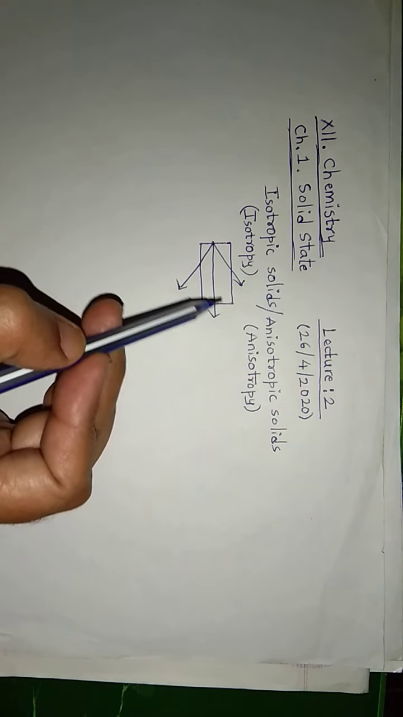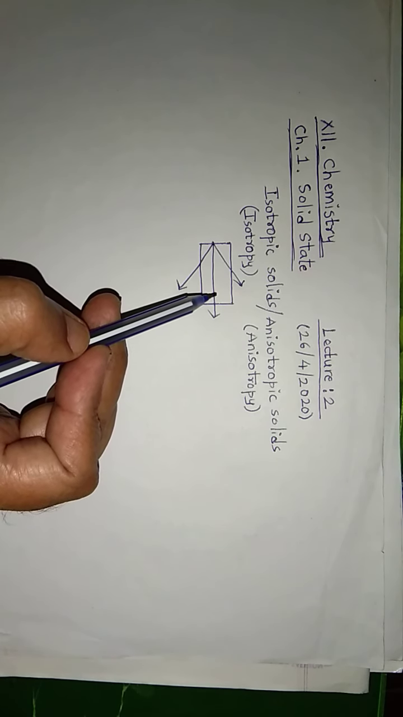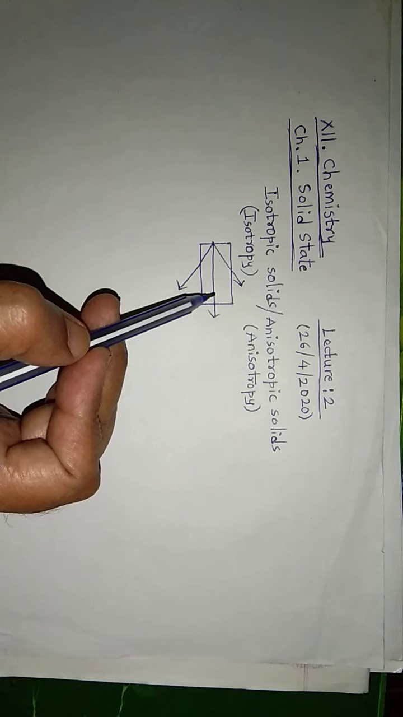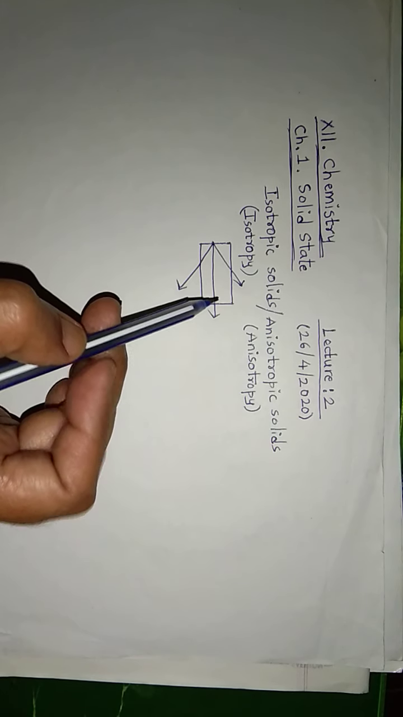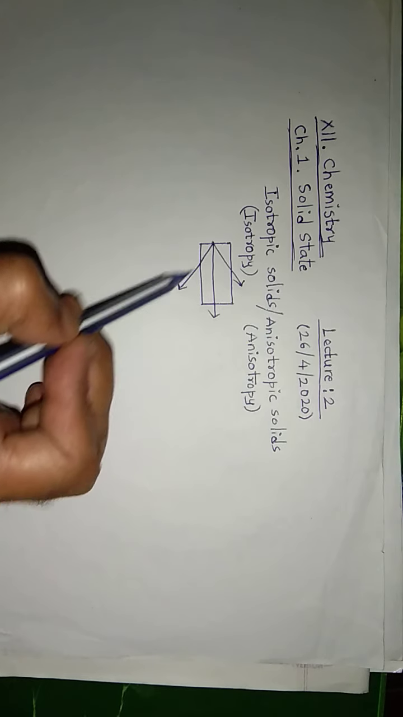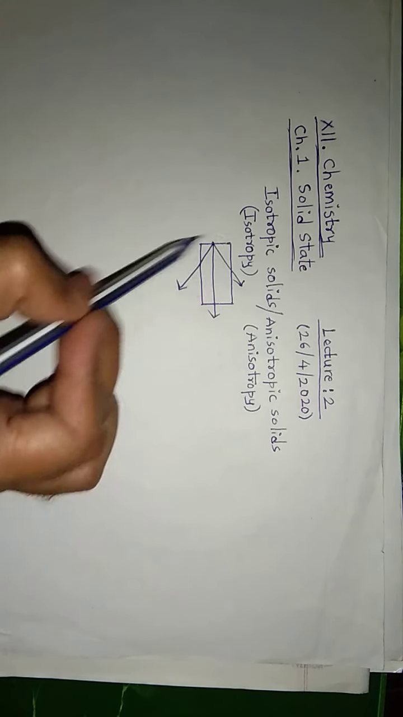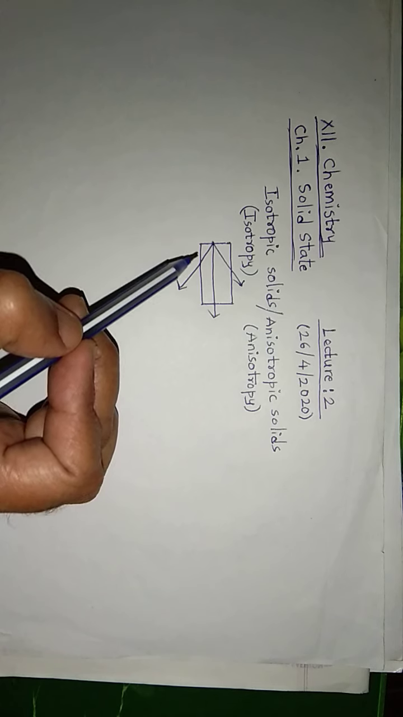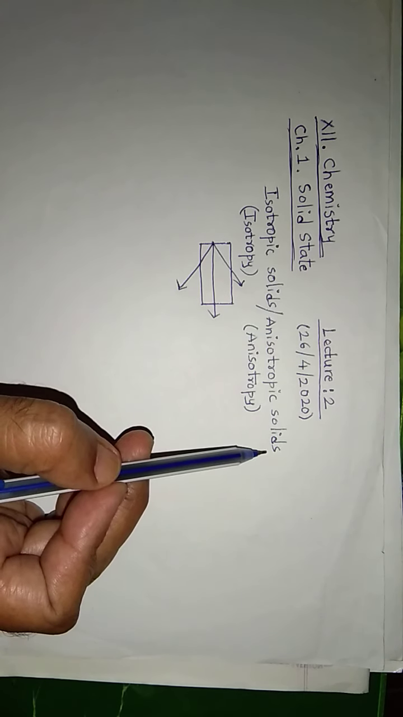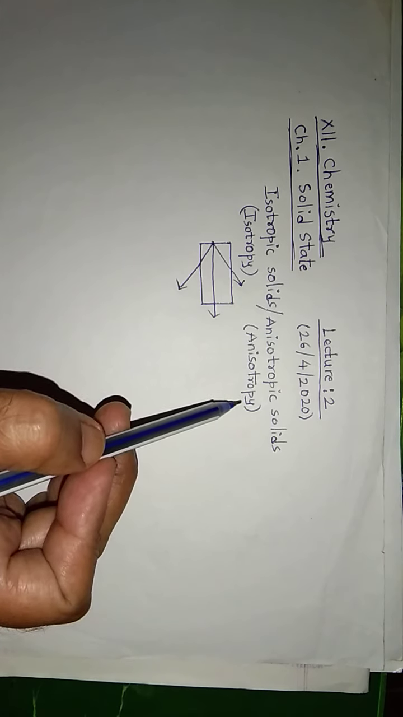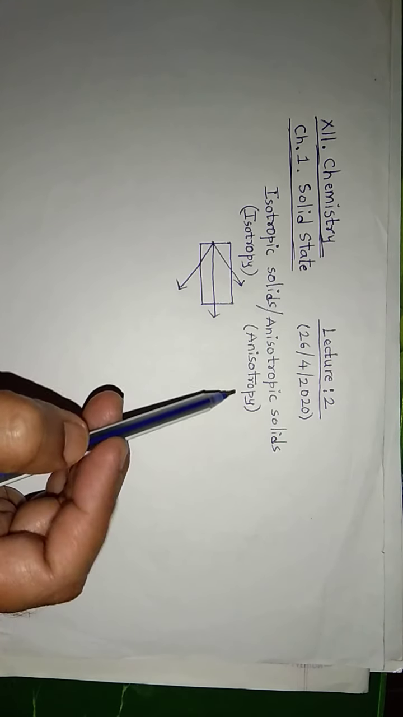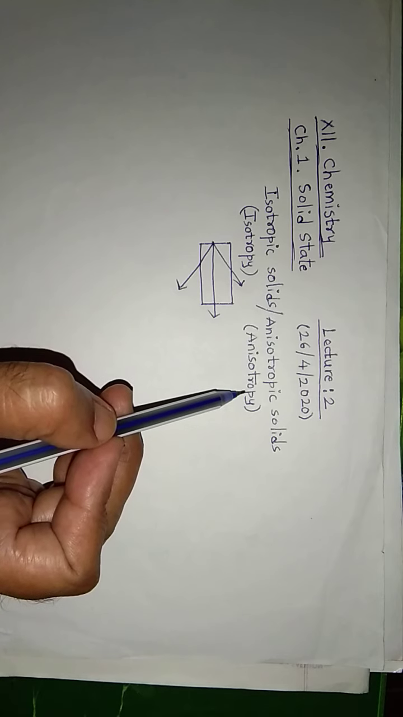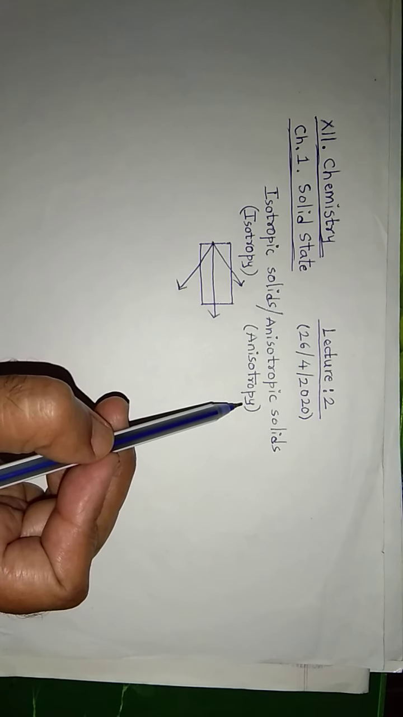And suppose the values of physical properties, physical quantities are not same in different directions within a solid, then such solids are called anisotropic solids, and the phenomenon they exhibit, they show, is called anisotropy.